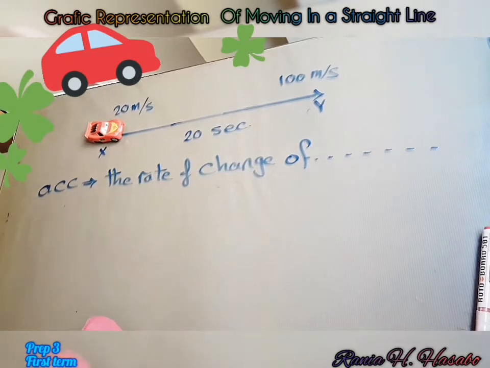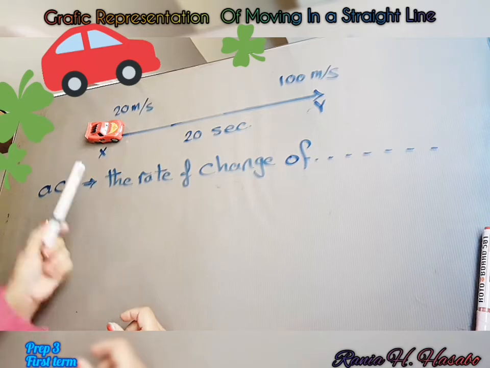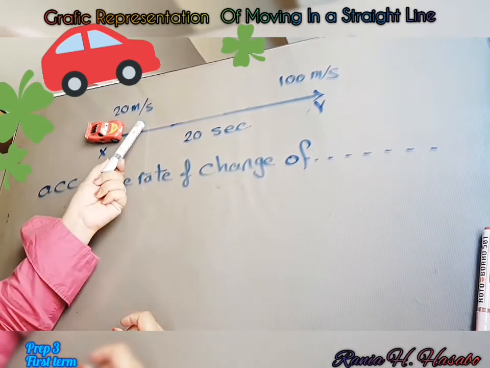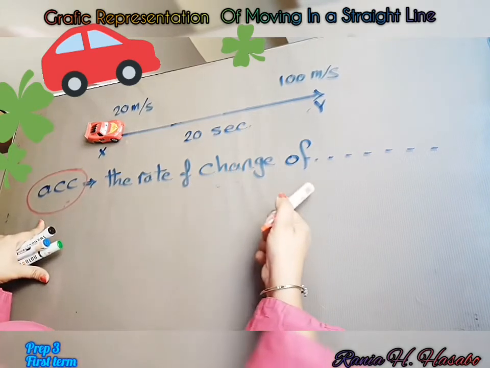How can we determine the acceleration of this car? It travels from point X into Y. Start its motion by 20 meters per second. After 20 seconds, its speed becomes 100. Acceleration means the rate of change of speed.